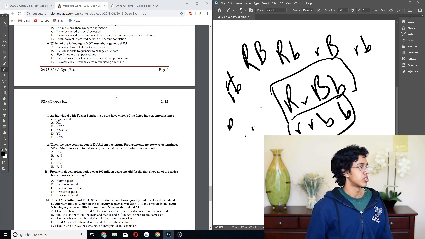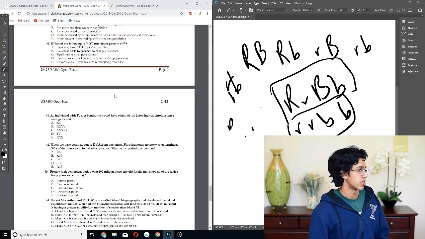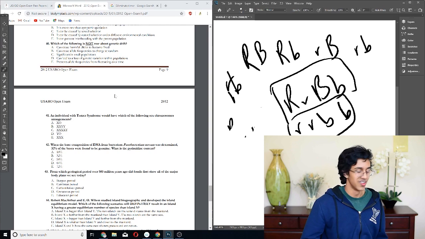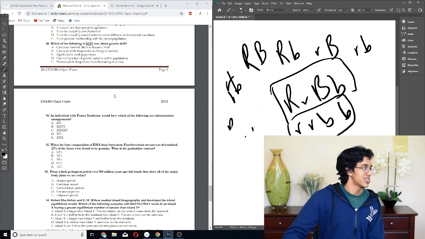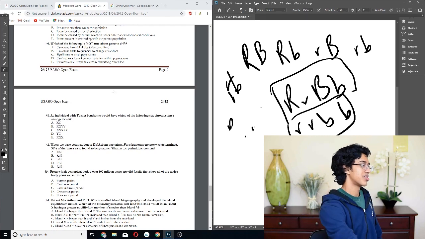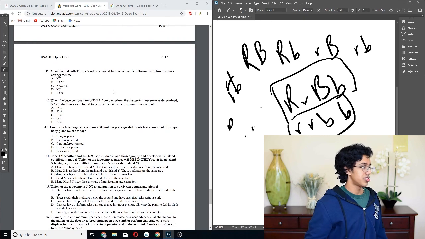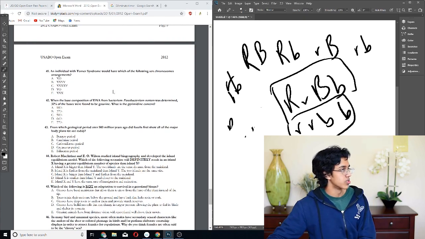Okay. Which of the following is not true about genetic drift? Can cause, okay, that's true. Can cause a loss of allele frequency, yes. Significant in small populations, yes. Can lead to a loss of genetic diversity, yes. Prevents allele frequency, bruh, what? Genetic drift literally means by chance, so what? Prevent frequencies from fluctuating? Okay. So, Turner syndrome, just by definition, is XO, so it should be A.